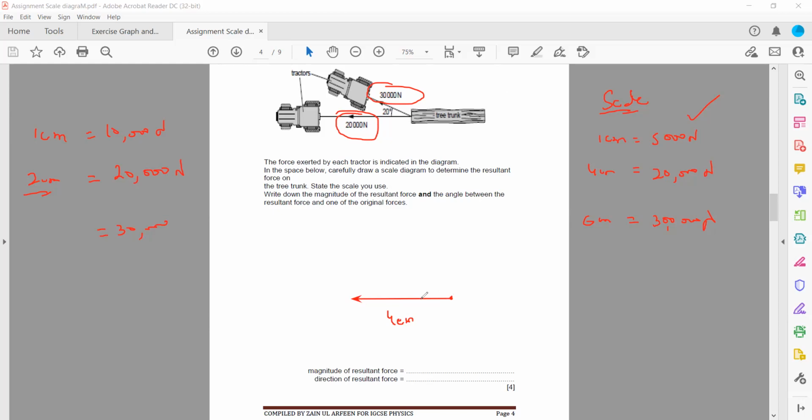Then place a protractor and mark 20 degrees: 0, 10 and 20. The angle is 20 degrees. Mark 20 degrees and draw 30,000 Newton, which is a 6 centimeter line, at an angle of 20 degrees with the 4 centimeter line, or 20,000 Newton. First do this part. Is it done?